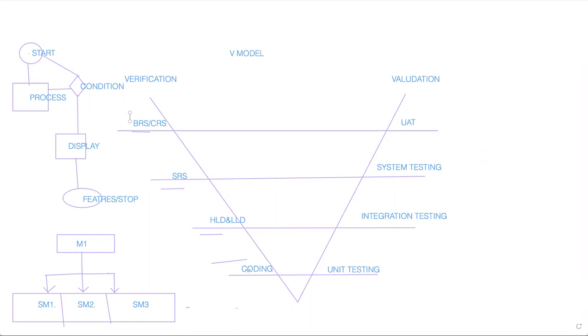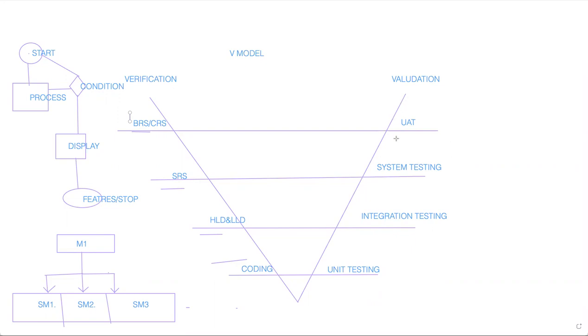So once the software is ready, then validation will come into the picture in the form of unit testing, integration testing, system testing, or UAT testing. These are all the validation techniques. So all levels of testing will come under where? All levels of testing will come under the validation part.